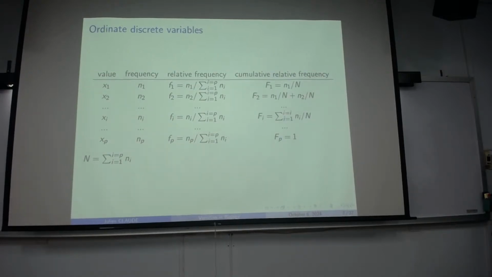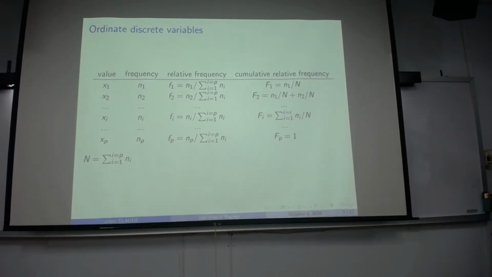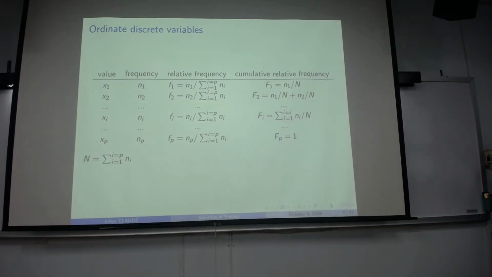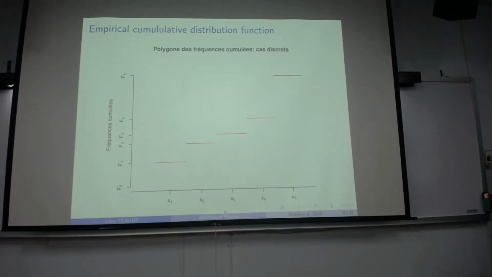If you have an ordinal variable, you can describe the distribution with the value, the frequency, the relative frequency, but also the cumulative relative frequency. So it's one more column, and we can do this only for ordinal variables. I'm pretty sure that you have seen this in class.